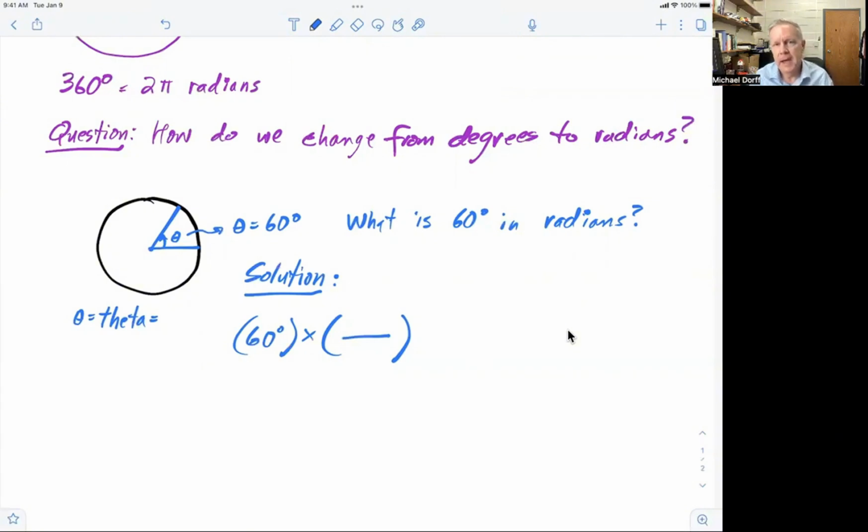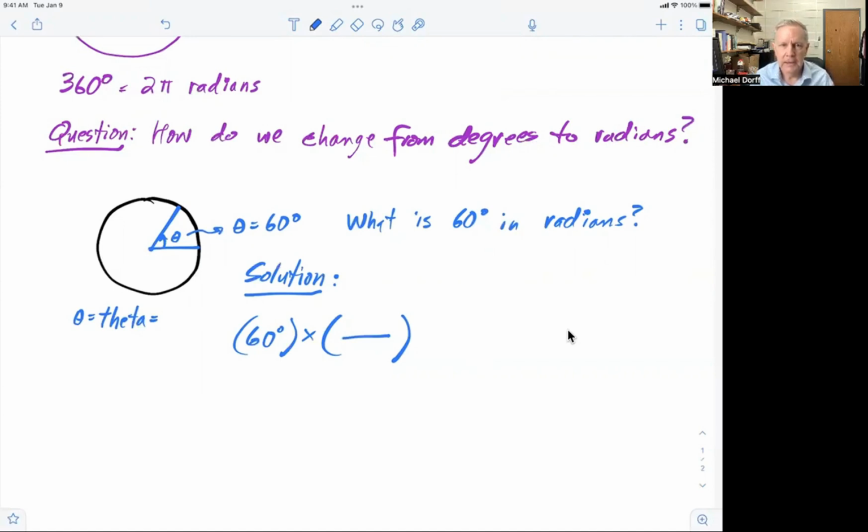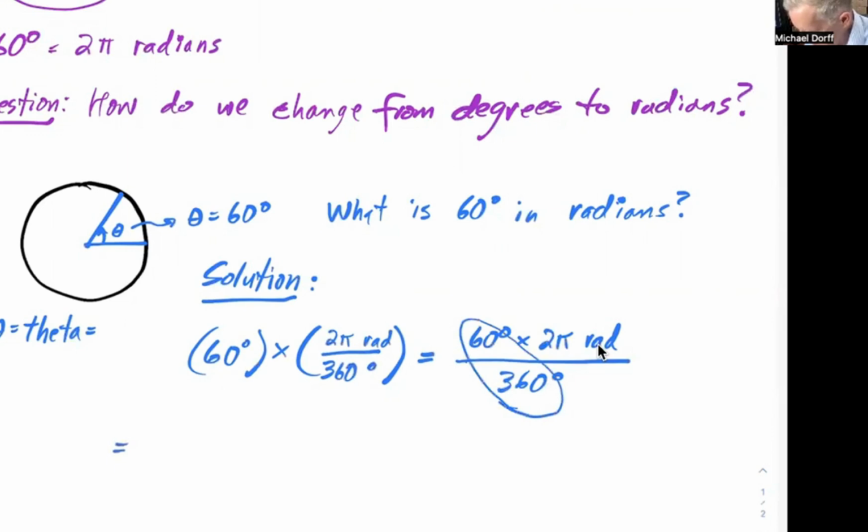And I have to ask myself, how do I know which goes on the top and which goes on the bottom? We're starting with degrees and we want to end up with radians. What we want to end up with goes on top. So now let's go multiply this. When I do this, I have 60 degrees times 2 pi radians on the top, and I have 360 degrees on the bottom. Now notice that simplifies to be 1 over 6, and the degrees are both on the top and the bottom, so they cancel out.